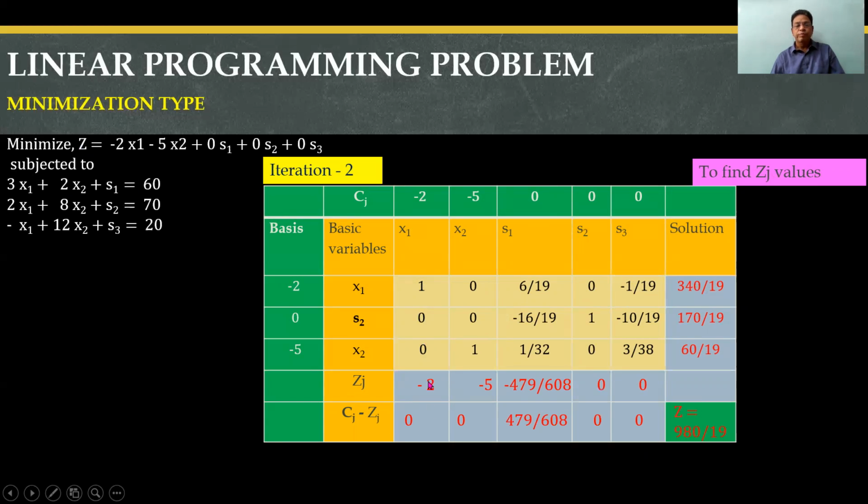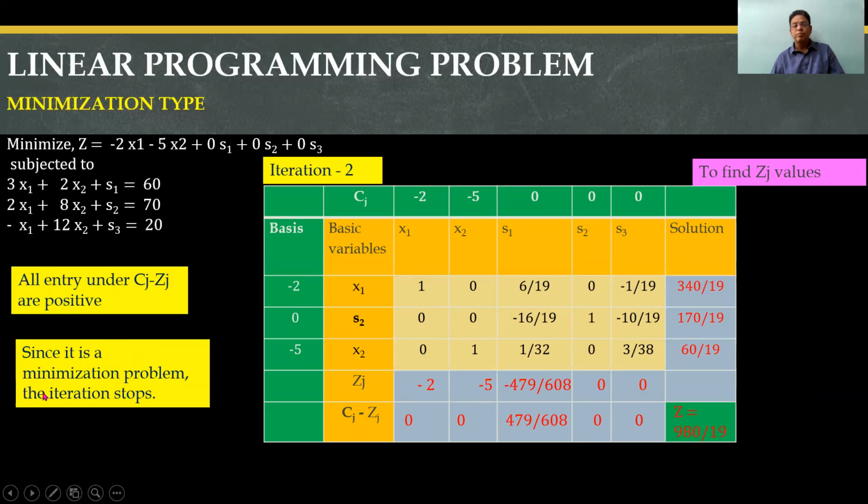Now if we see, is there any variable which wants to enter the solution? Yes, we can see here 479 by 608 wants to enter the solution. But since this is a minimization sum and this is a positive value, this will not enter the solution. We do not have any variable now to enter the solution. Now all the entries under Cj minus Zj are positive. Since we are in the minimization sum, we want this to be positive. As it is a minimization sum, the iteration stops here. We cannot introduce another variable in the solution now.